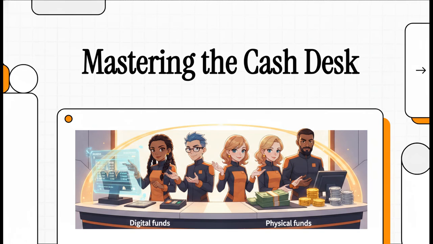Okay, let's dive right into this explainer. Today, we're going to completely demystify the physics of your cash desk. We're going to lock down exactly how money moves piece by piece. That way, you can permanently solve those incredibly stressful accounting errors and confidently master your daily operations.